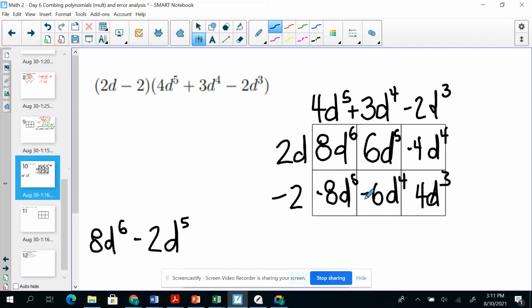And then we have d to the 4th. So we have a negative 6 and a negative 4, which is going to be a negative 10d to the 4th. And then last but not least, 4d to the 3rd. And so that's in 6, 5, 4, 3, so descending order. So that is in standard form, multiplying a binomial times a trinomial using the box method instead of our distribution like we did the last one.